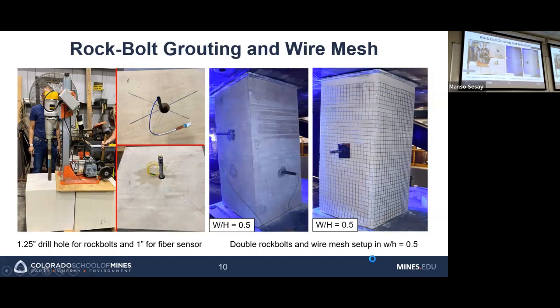I think the diameter of this wire mesh was very low. It's 1.6 millimeter, which is very low. And then we use the face plate on this surface so that it can allow the wire mesh to be in contact with the surfaces of the vertical faces. So that's why we use face plate on both sides.